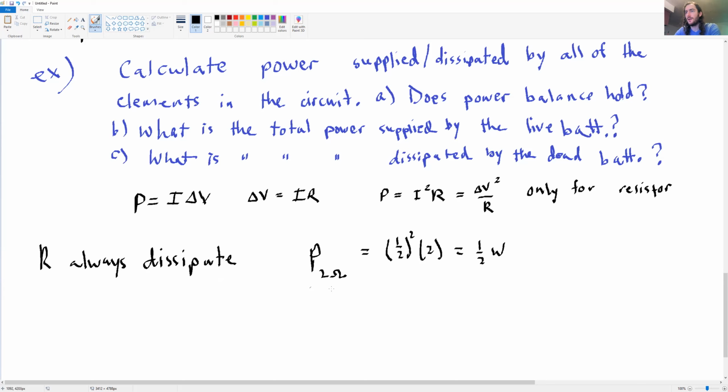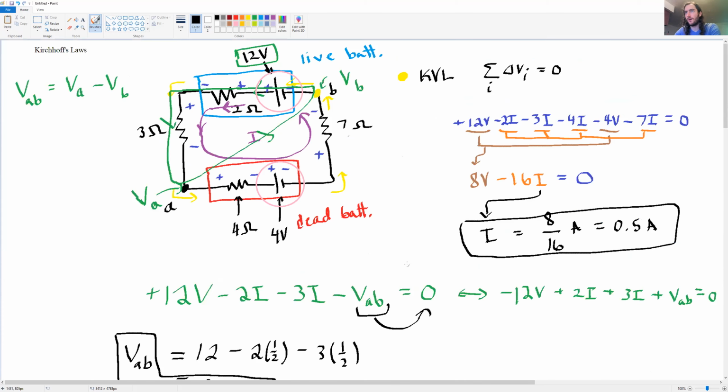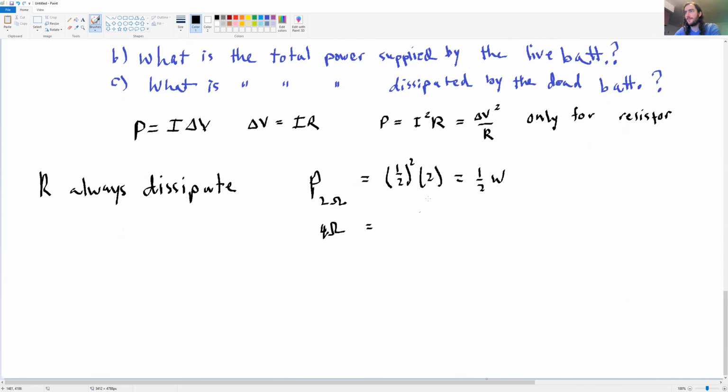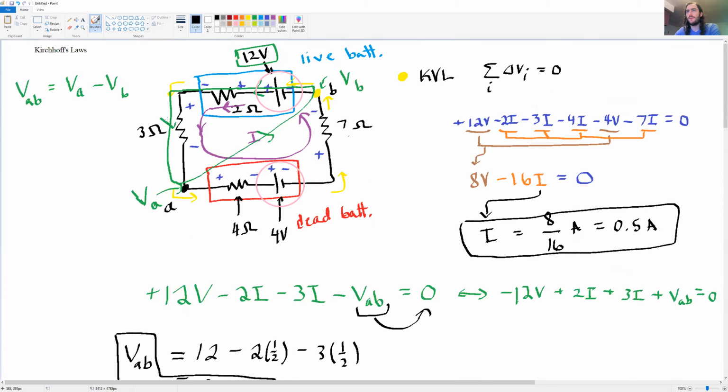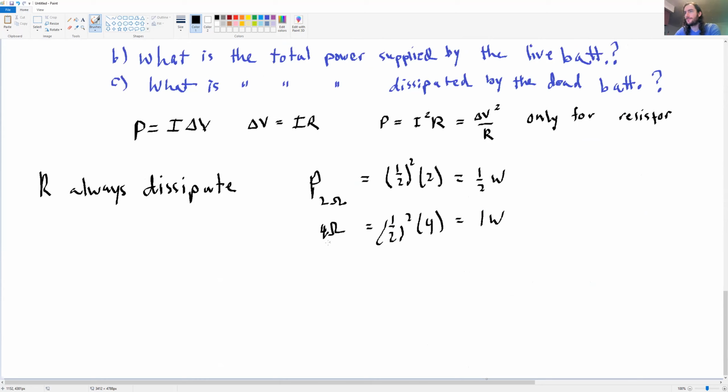Power for the 4 ohm. There was a 4 ohm, right? Yeah, there's the 4 ohm there. The 4 ohm is going to be 1/2 squared times 4, right? This is going to be a 1 watt power dissipation. We have the 3 ohm and the 7 ohm. The 3 ohm is going to be 3/4, and then the 7 ohm is going to be 7/4.